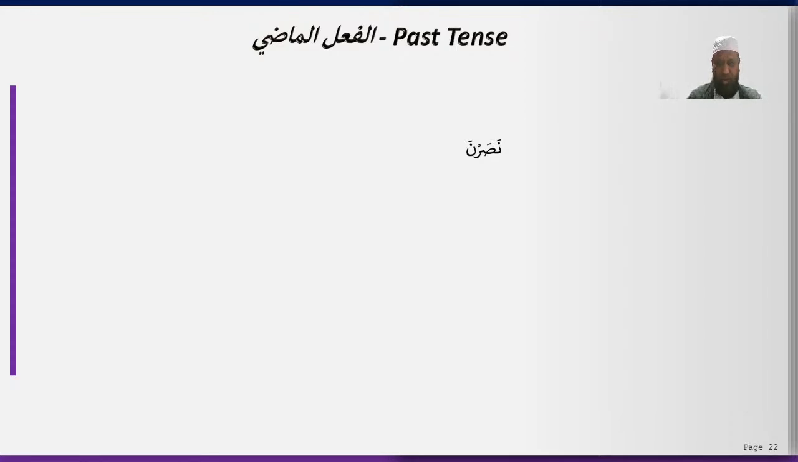Yes, it is Jama Muannas. Nasarna al-Muslimin. Now looking at this, we know the form is Jama Mudhakkar Salim, and it is in the Nasab case. The Ina sound is the Nasab case. The Una sound is the Rafa case, and we already know Nasarna is Fa'il and Fa'il, so next one will be Maf'ulun Bihi.